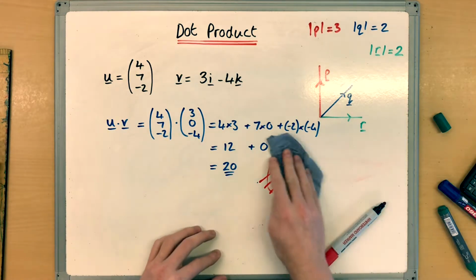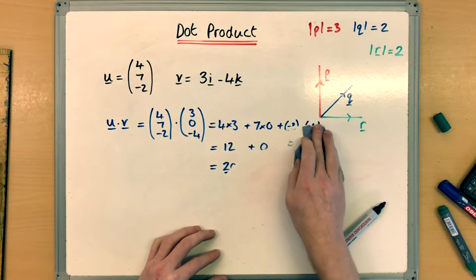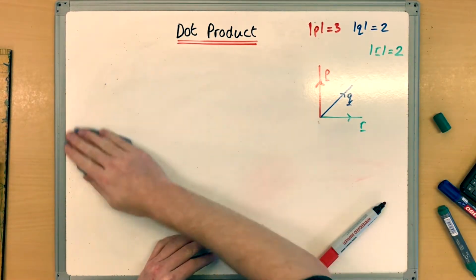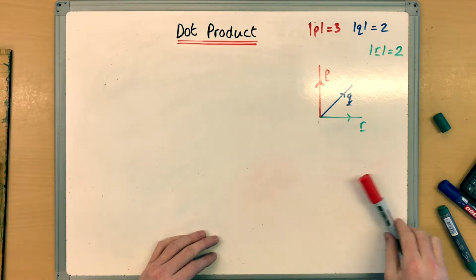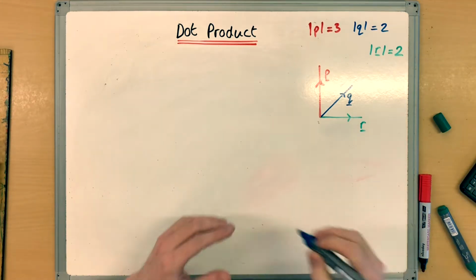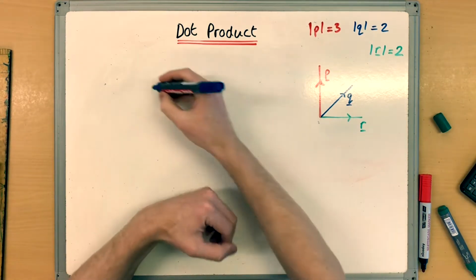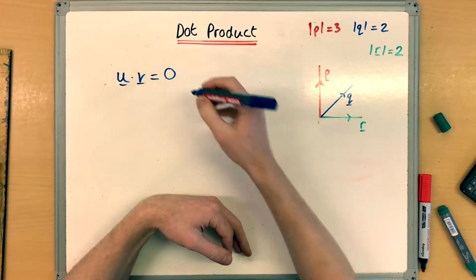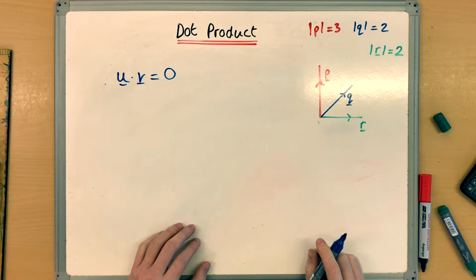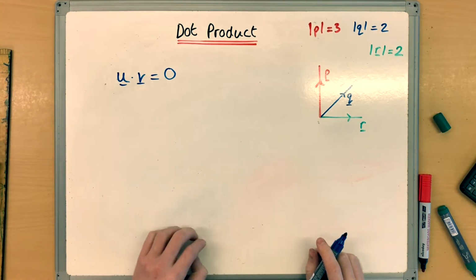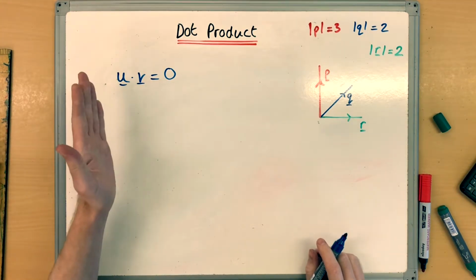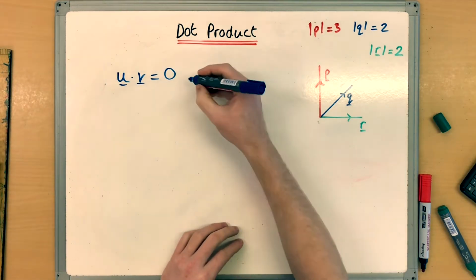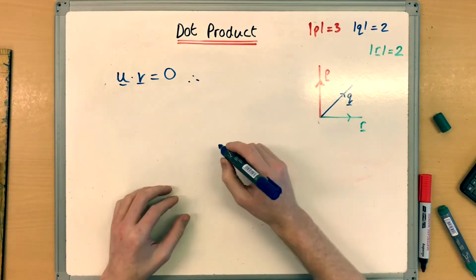So let's talk a little bit more about why we might actually use it. Well, the most important result is to do with perpendicular lines. So if two vectors are perpendicular, then u dot v is equal to 0. So if you're asked to show that two vectors are perpendicular, what you ideally want to do is test the dot product, get the answer 0, and then write down therefore perpendicular.